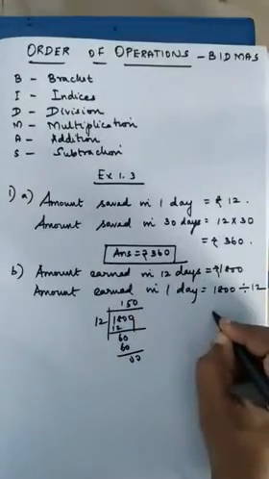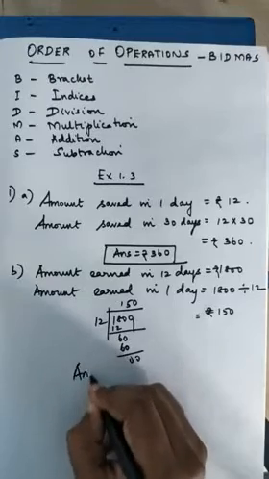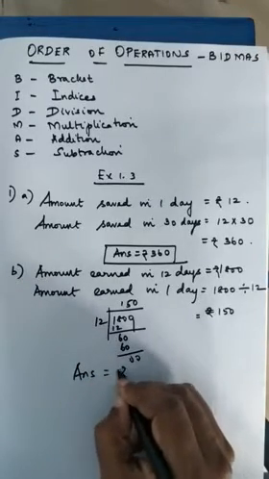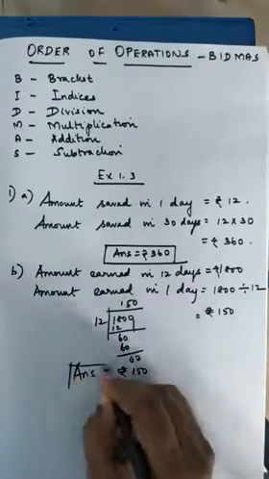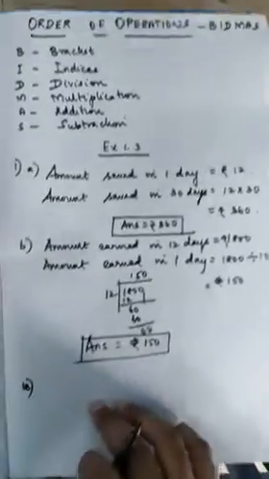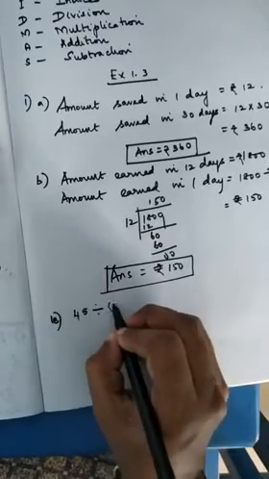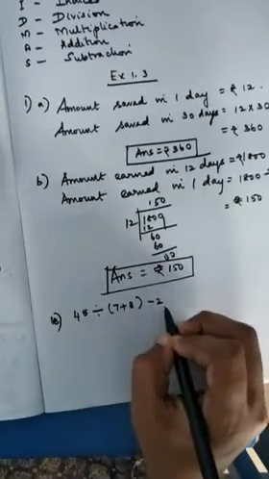So this is rupees 150. So answer is equal to rupees 150. The third one, we are going to apply the BIDMAS rule here. 45 divided by (7 plus 8) minus 2.